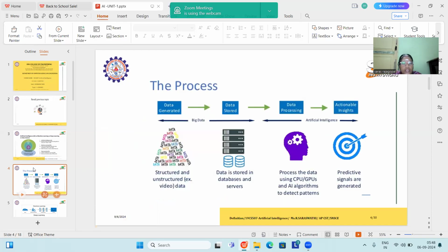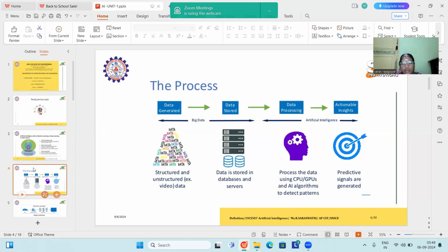The process: based on the data generated, we have to store the data, then process the data, and then get actionable insights. What are the actions inside according to the data? The data may be structured and unstructured data. It may be input strings, as well as image, video, etc. These are the different types of input data. The data will be stored in a database and server.